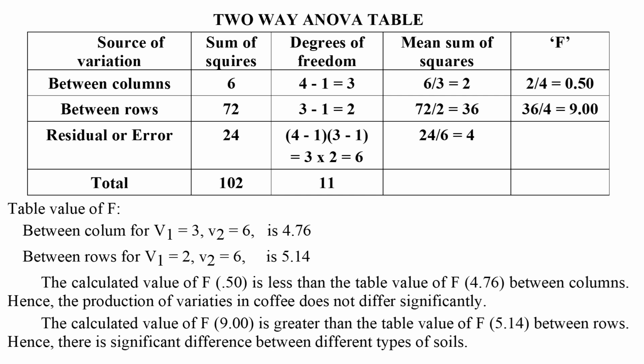Table value of F. Between columns, for V1 equals 3, V2 equals 6, is 4.76. Between rows, for V1 equals 2, V2 equals 6, is 5.14. The calculated value of F, 0.50, is less than the table value of F, 4.76, between columns. Hence, the production of varieties of coffee does not differ significantly. The calculated value of F, 9.00, is greater than the table value of F, 5.14, between rows. Hence, there is significant difference between different types of soils.